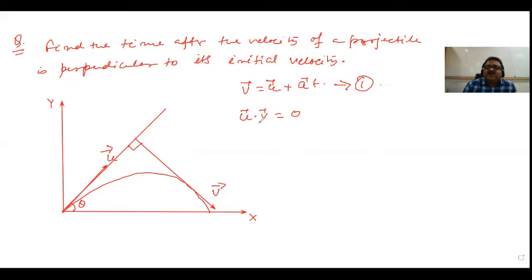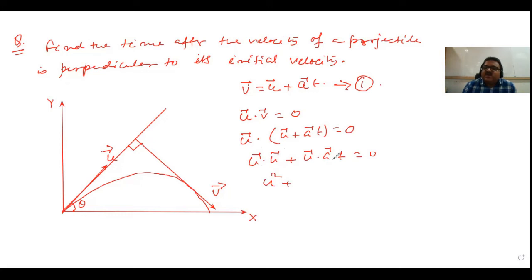Clear? Now look at this: u dot (u plus a into t) is equal to 0. Now u dot u is what? What we know? A dot a is a square. Then u dot a into t. Don't put a negative here, correct? Because I have to find out the dot product, correct? Clear? u dot u is u square.